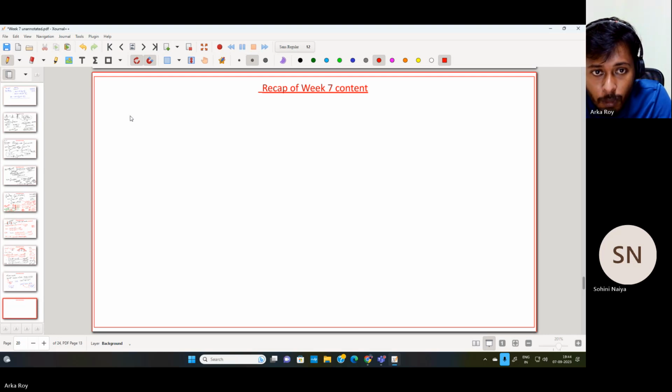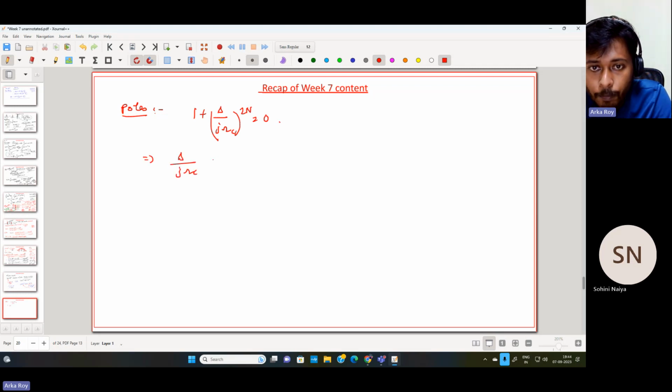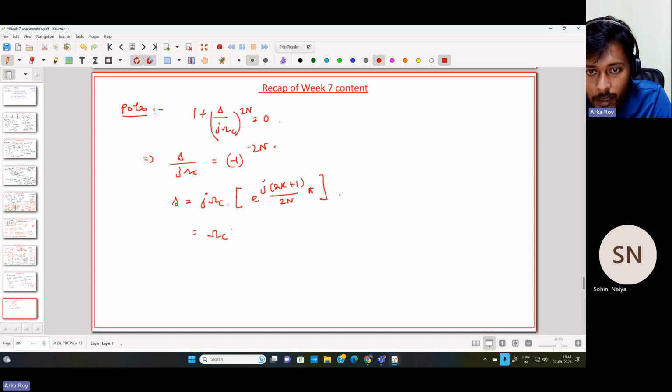So to find poles, I will make 1 plus (s/jσc)^2n equal to 0, and then s/jσc will be (-1)^(1/2n), and then I can write it as jσc times e to the power j(2k+1)/2n multiplied with pi, and this j can be written as e to the power j pi upon 2.